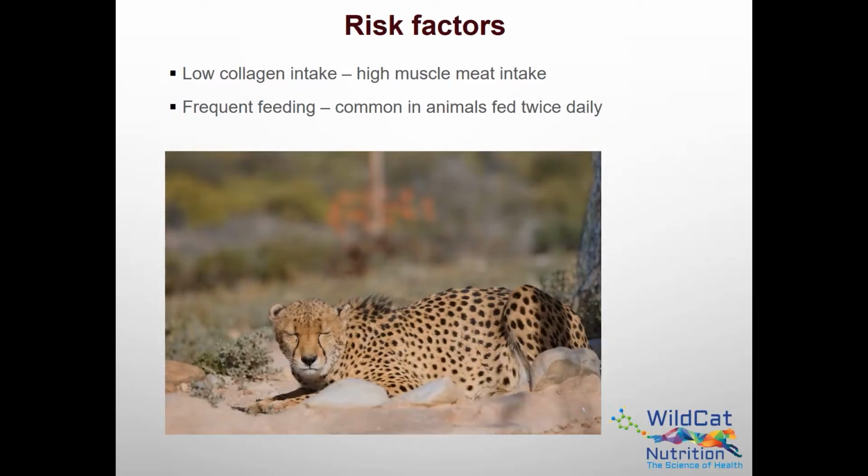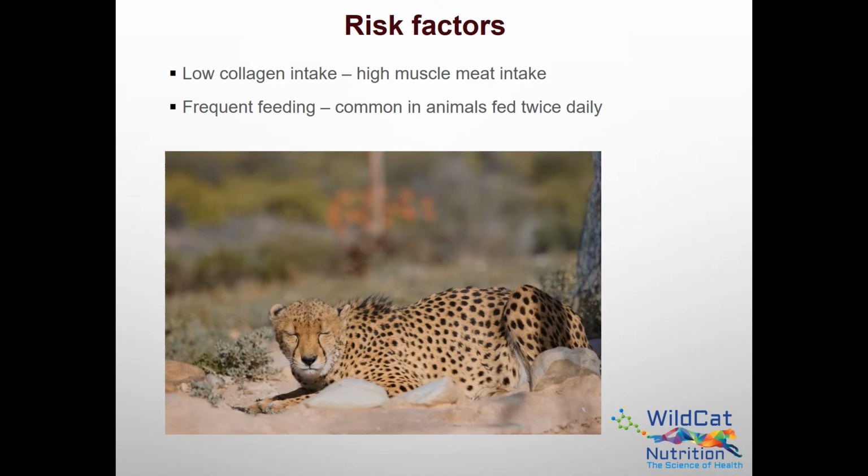My simple argument would be that it's a lower protein diet, so you've got less protein for fermentation, and you're going to get fewer protein fermentation products in those diets. The effect, though, was very, very small, the difference between the 2 diets. It wasn't a massive improvement when you compared one diet to the other. So these are my theories really: the low collagen intake and the frequent feeding, common in animals fed twice a day.